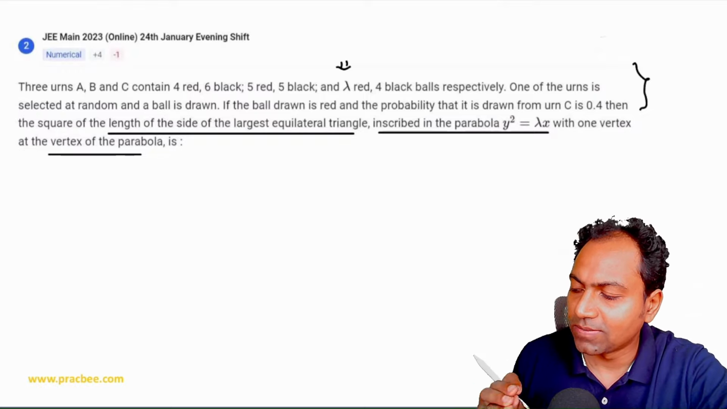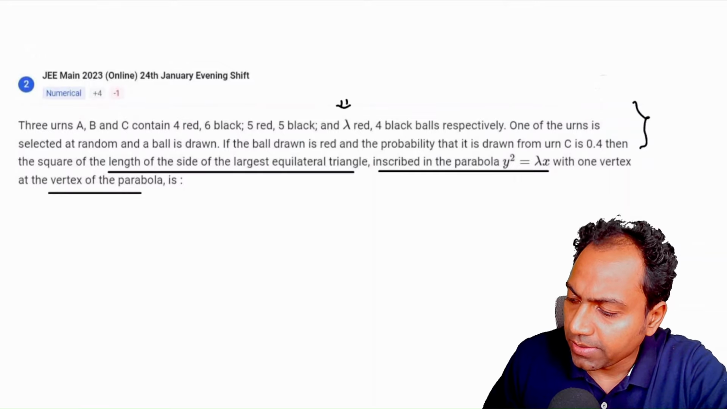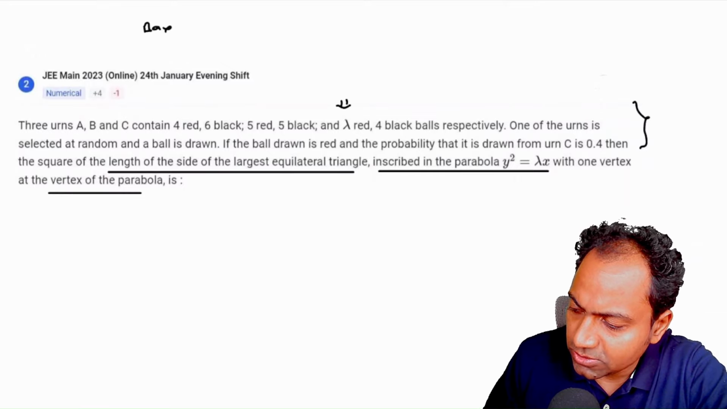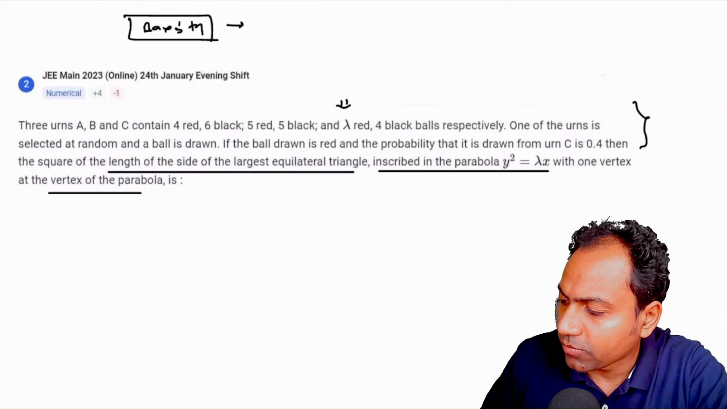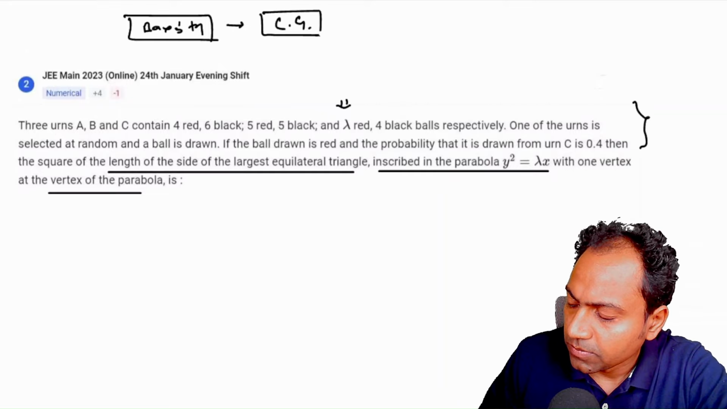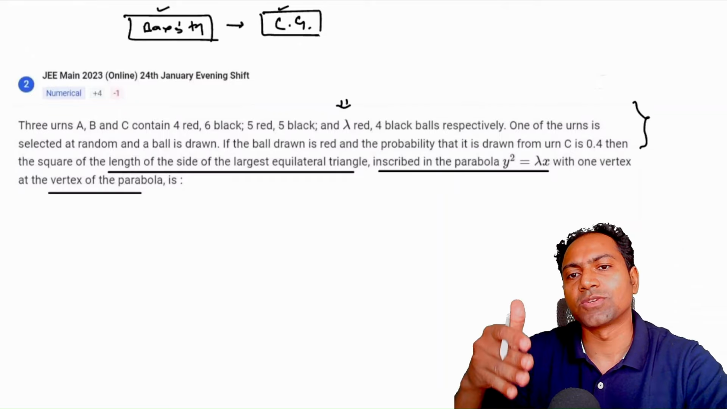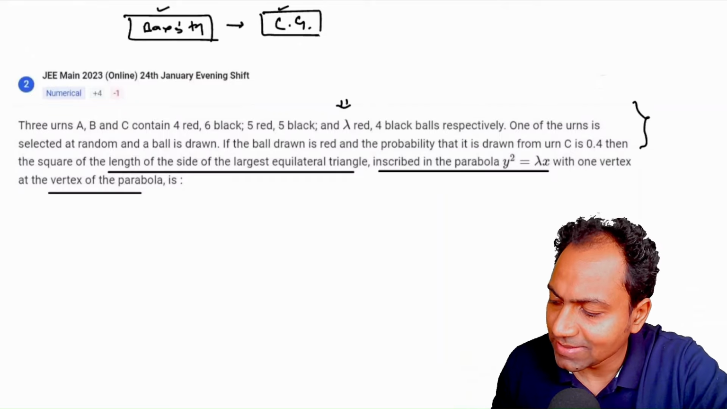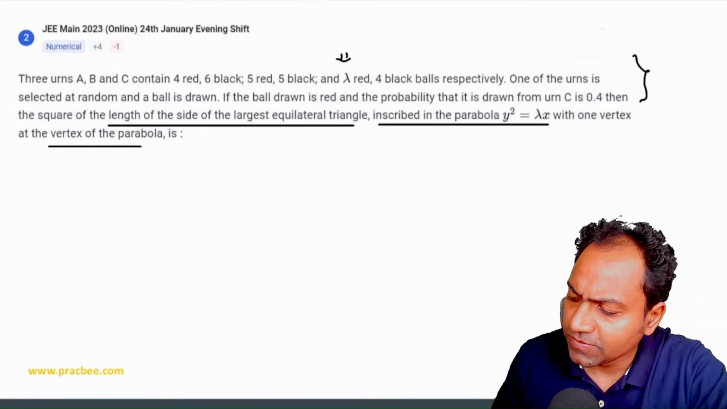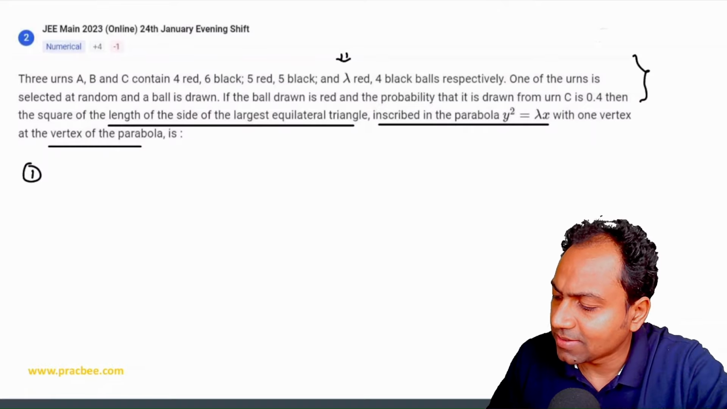So let us solve such kind of questions one by one. So this is a sequential question. The first part will come from Bayes theorem, and once you have applied Bayes theorem, you will have to solve this question of coordinate geometry. So what you need to do is solve this question sequentially one by one. The answer of the first question will become input for the second question. Now let us see how this works out. So let us first solve the first part, that is the Bayes theorem part. So what they are saying, there are three urns A, B, C.